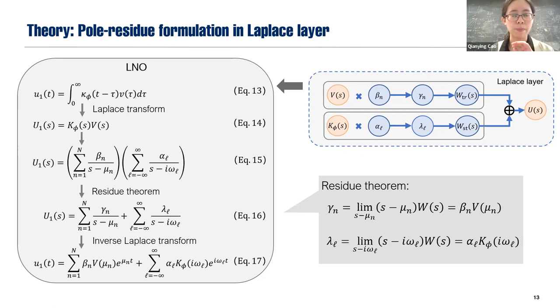However, when the input is the initial conditions, the convolution integral in equation 13 does not have the physical meaning. So when we use the pole-residue formulation, it does not work better than FNO. I think this is maybe the reason. We are actively working on this, and we try to solve this problem in the future. Thank you.